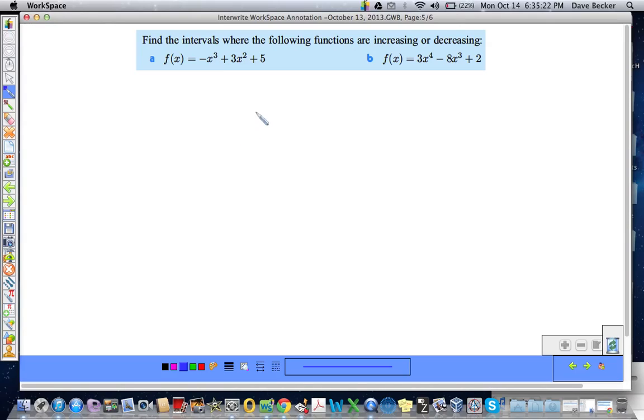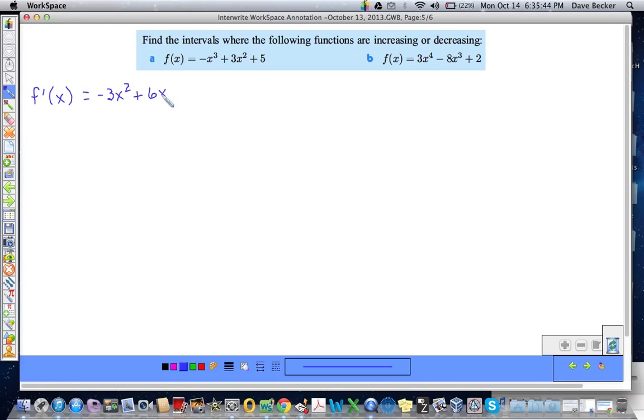We are going to find the intervals where the functions are increasing or decreasing without being able to look at the graph. And we are going to do that by taking the derivative and setting it equal to 0 and then doing a little bit of a test. So the derivative of this function would be negative 3x squared plus 6x.